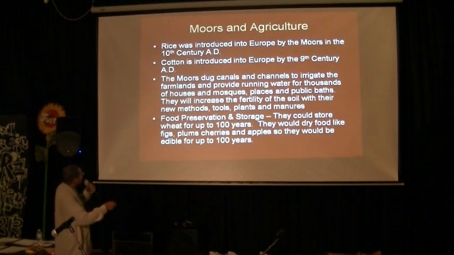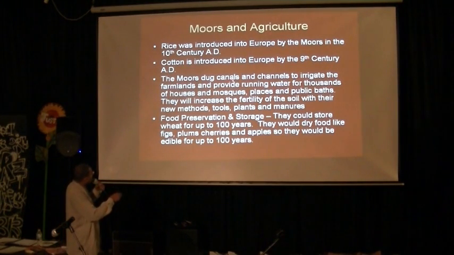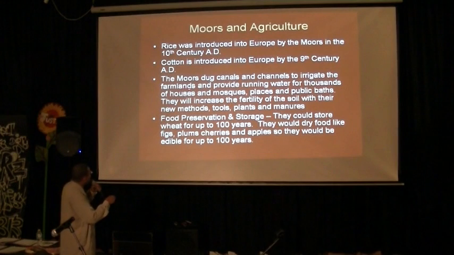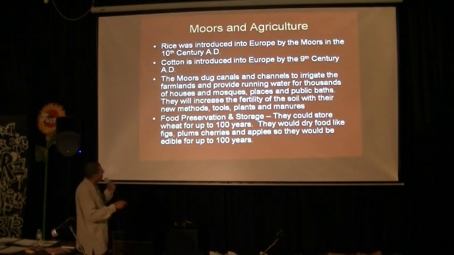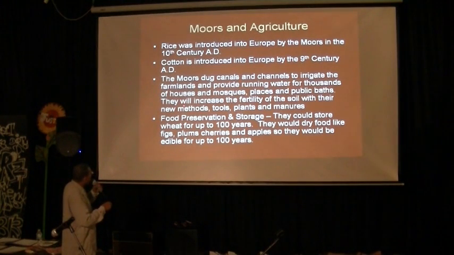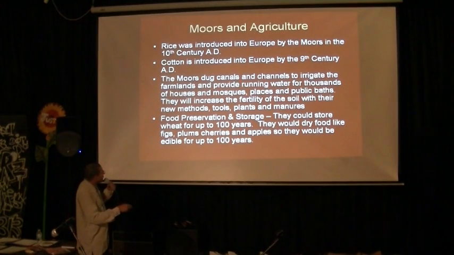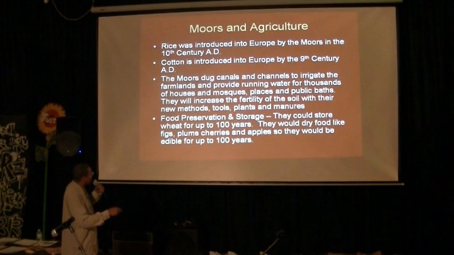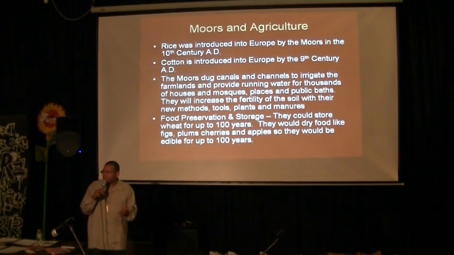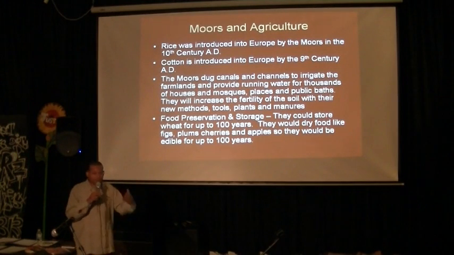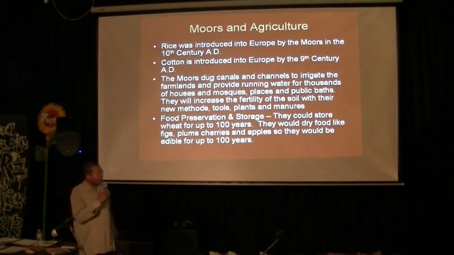Cotton was introduced by the 9th century in Europe. The Moors dug canals and channels to irrigate the farmlands and provide running water for thousands of houses and mosques, palaces and public baths. They will increase the fertility of the soil with their new methods, tools, plants, and manures. They're going to introduce new types of foods and things like this, and new methods for tilling the soil in agriculture.